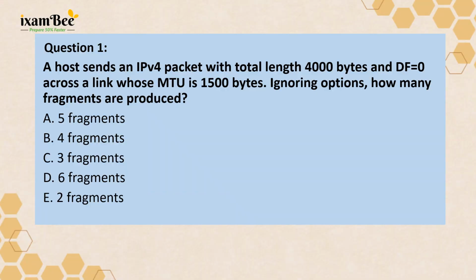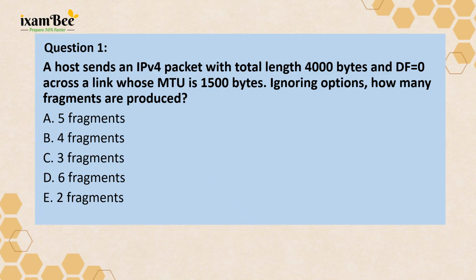Okay, so let's dive straight into question 1. A host sends an IPv4 packet with a total length of 4000 bytes and DF equal to 0 across a link whose MTU is 1500 bytes. Ignoring options, how many fragments are produced? The correct answer here is 3 fragments.